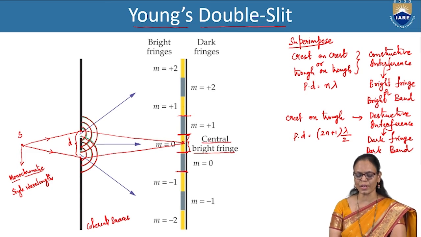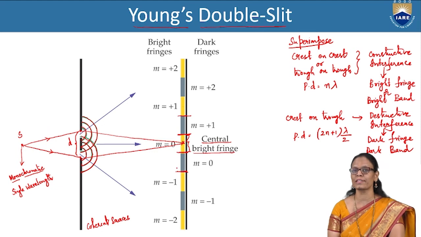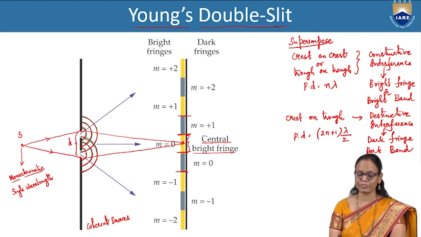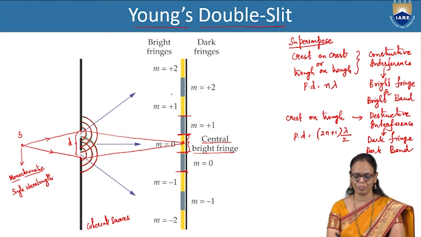If this is the central one, on either side of the bright fringe, you will have alternate dark and bright fringes. Now, if you have to number them, m equal to 0 is the central bright fringe, m equal to +1, +2, because we are taking in the upward direction.